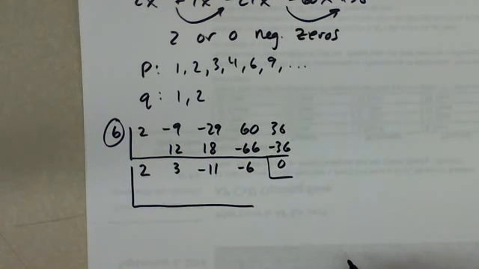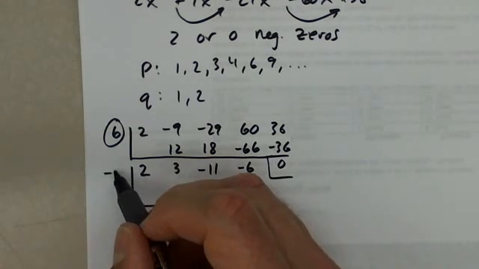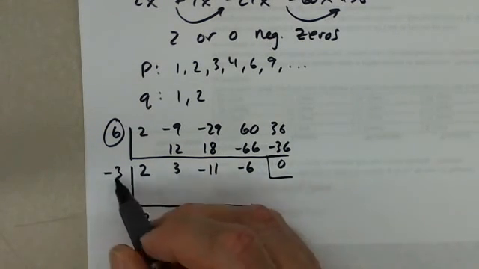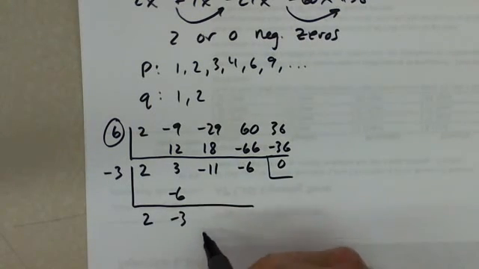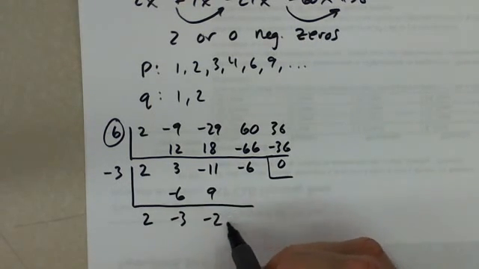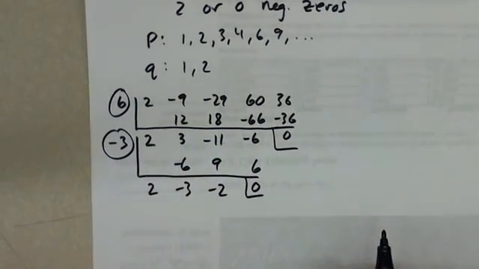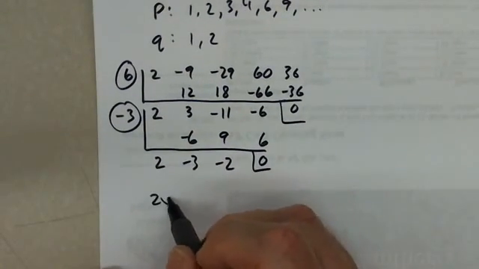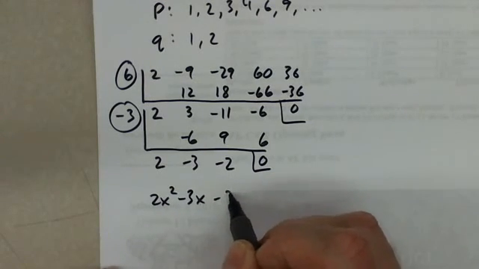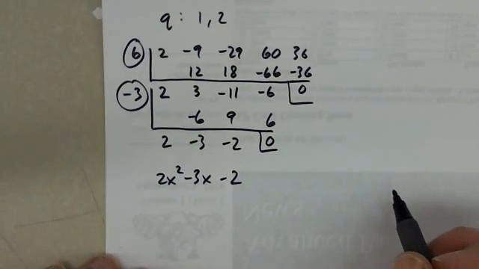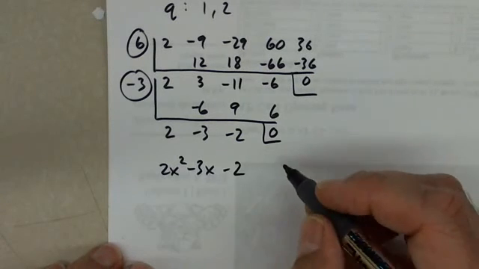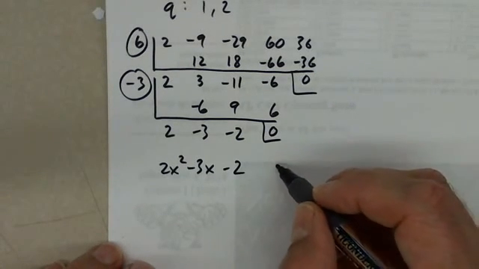We could just add on there. Let's try -3. So we add, multiply, add, multiply. Okay, -3 is a 0. And now we're down to a quadratic, so we don't keep doing synthetic division. And we're going to factor that.